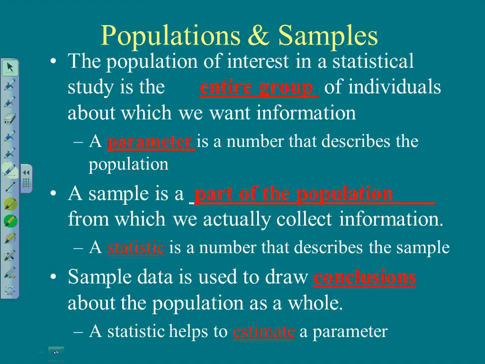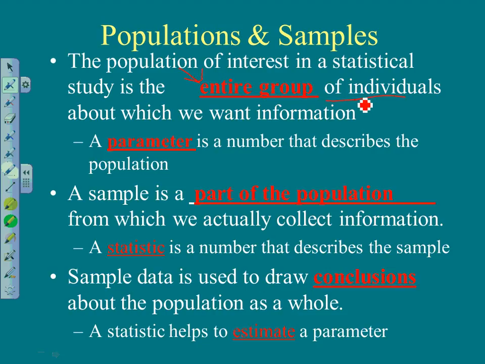What we do when we produce a number from a population, like an average, or we produce a number from a sample. So you don't have to write all this down. Let's just look up at the board for now. I say the population of interest in a statistical study is the entire group. Okay, a population is the entire group. You don't have to think of a population as necessarily people. It's just the entire group of whatever the individuals are. Population, entire group of individuals.